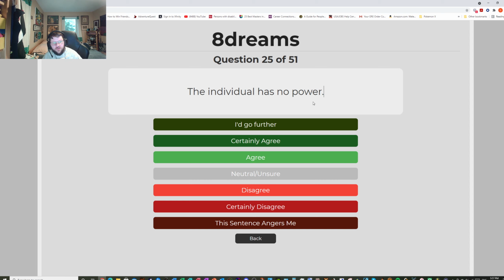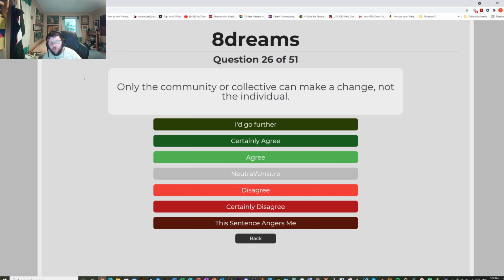So the individual has no. I'm going to say that they are talking more about the idea of the individual having no power rather than whether it does or not. So I'm going to go with sentence angers me. Only the community or collective can make a change, not the individual. Wrong. Individuals can always make changes. Sentence angers me.